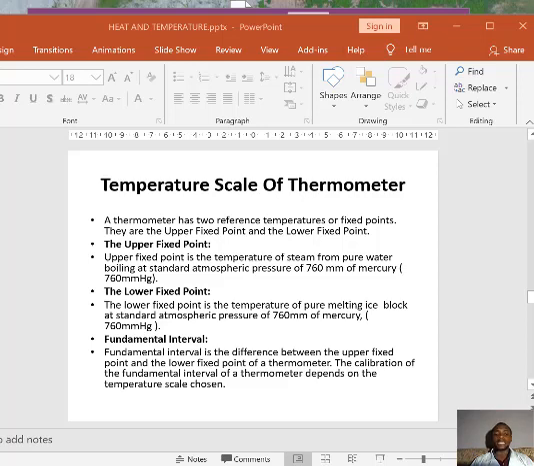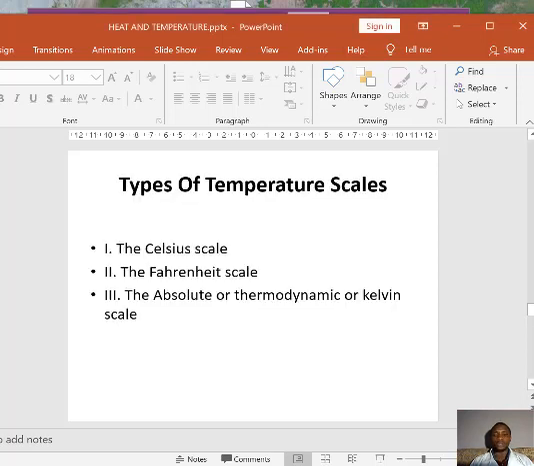Then we have the interval between the upper fixed point and the lower fixed point. We call it the fundamental interval. It is the difference between the upper fixed point and the lower fixed point of a thermometer. The calibration or fundamental interval of a thermometer depends on the temperature scale chosen. We have three different temperature scales according to this class: the Celsius scale, the Fahrenheit scale, and the Kelvin scale.